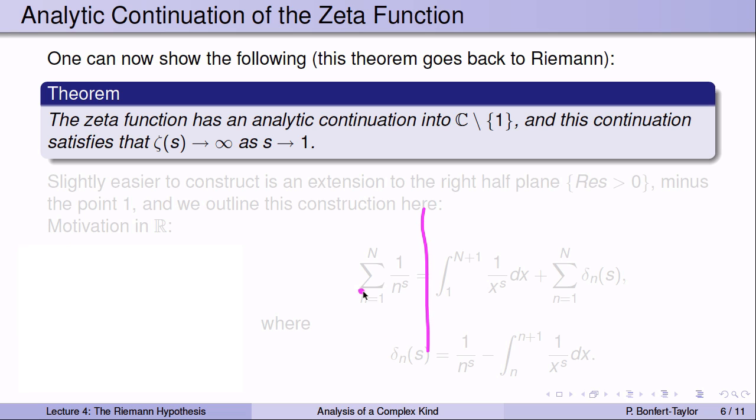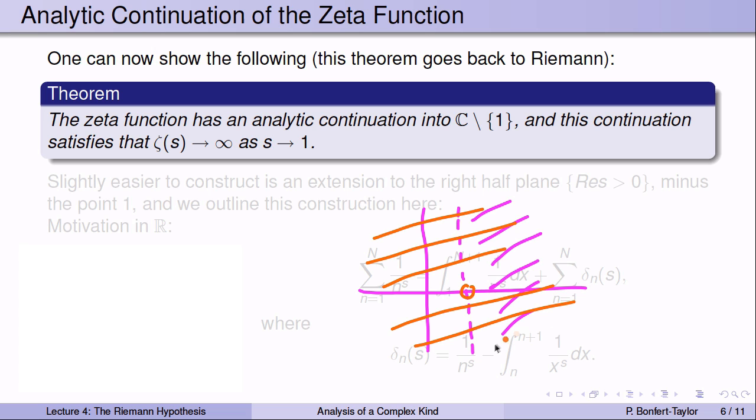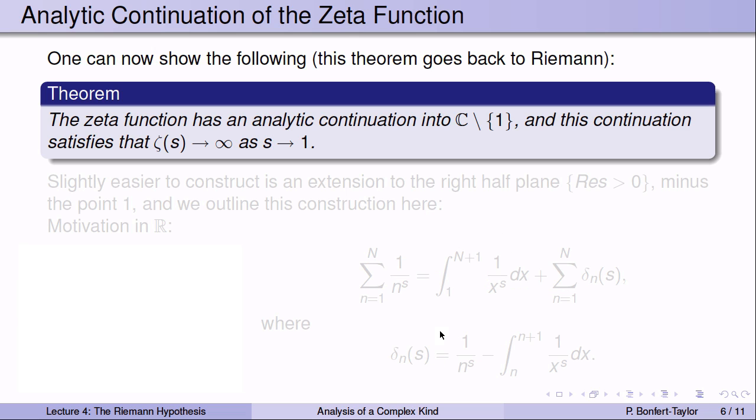So far, the zeta function is only defined for a real part of s greater than 1. So over here we have a definition. Riemann showed that you can extend this definition to everywhere except the point 1. The point 1 forms a so-called pole of the zeta function. As s approaches 1, the zeta function goes off to infinity.